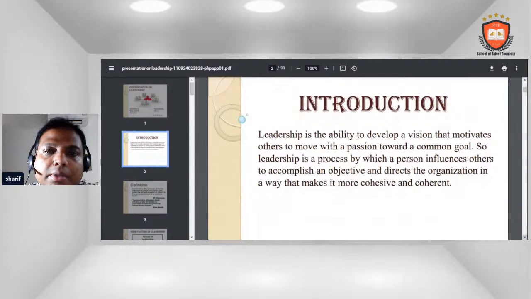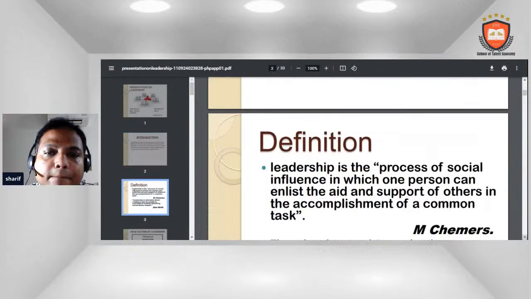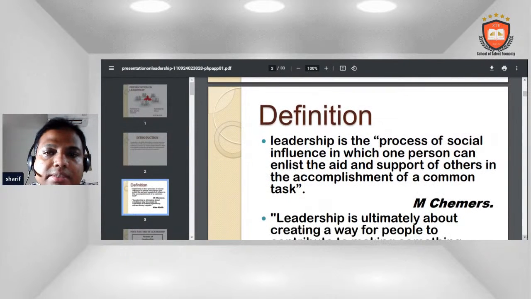Introduction. Leadership is the ability to develop a vision that motivates others to move with a passion towards a common goal. So leadership is a process by which a person influences others to accomplish an objective and directs the organization in a way that makes it more cohesive and coherent.